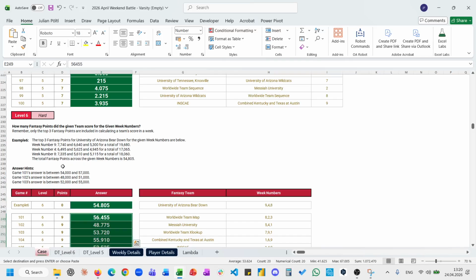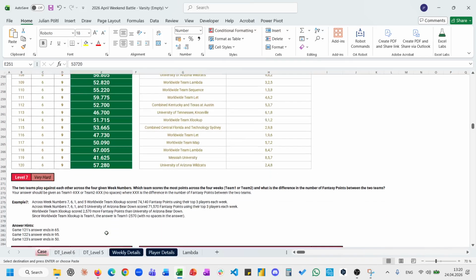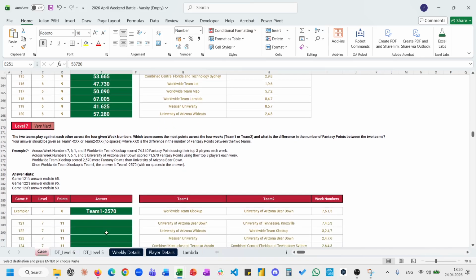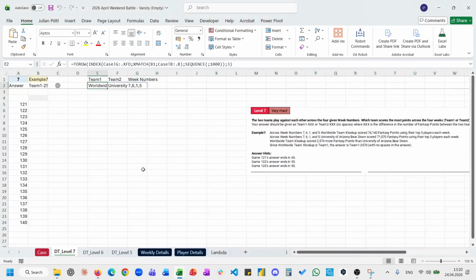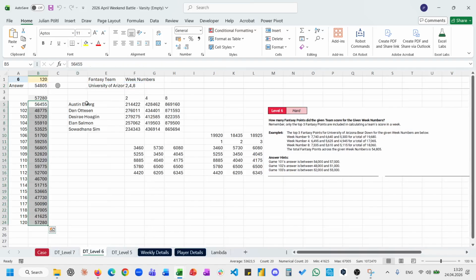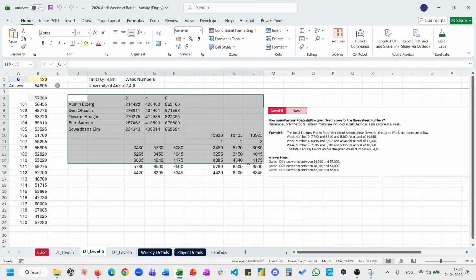And it should match. Yeah, it's matching. Very hard. Two teams play against each other. 4 weeks difference in fantasy points between the two teams. Which team will win? Data table, of course. So basically it's this times 2.